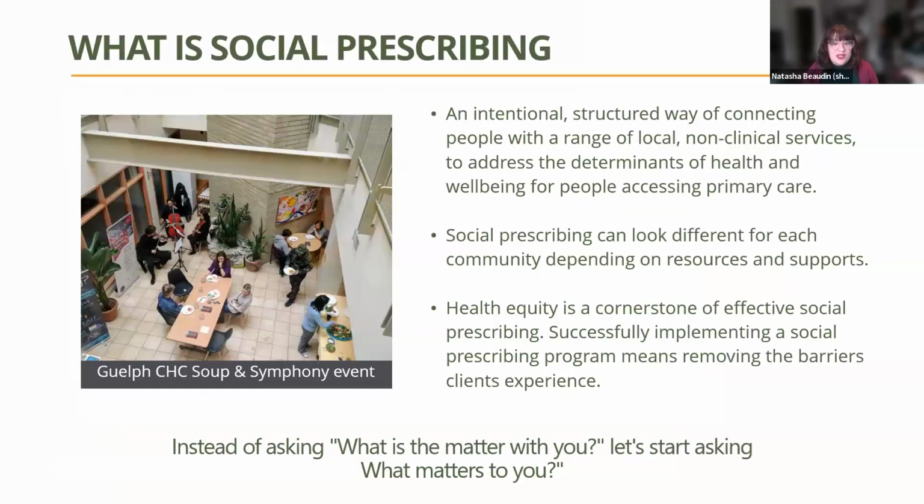And so just a general definition. I always say that social prescribing is connecting people with non-clinical programs and services that support their health and well-being. But it's also an intentional, structured way of connecting people with those services. And it will look different for each community depending on resources and supports. And we feel that health equity is a cornerstone of effective social prescribing. So it means removing barriers to access for clients.